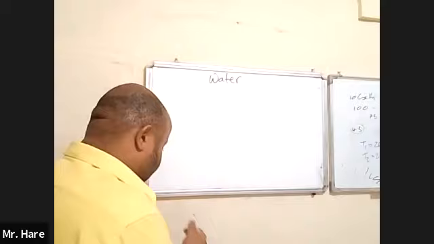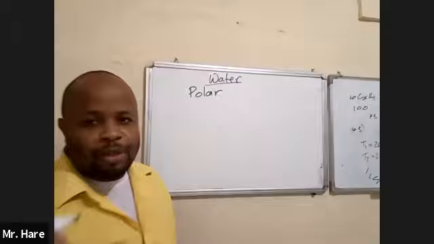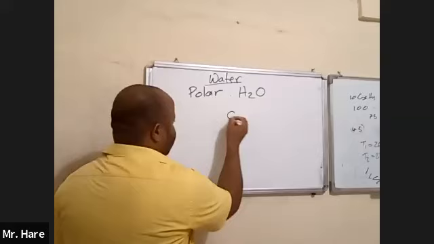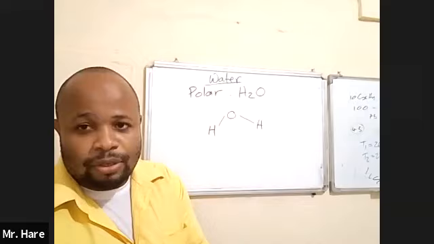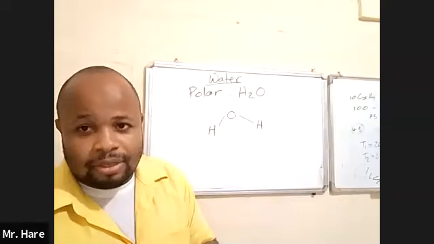All right, so quickly, we know that water is a polar molecule. So let's just draw back the structure of water. We know that the chemical formula of water is H2O, but in terms of structure, it looks like this, right? Now, you need to remember the properties of water, but even when we say water is polar, it's because of a major factor. It is able to form hydrogen bonds, right?